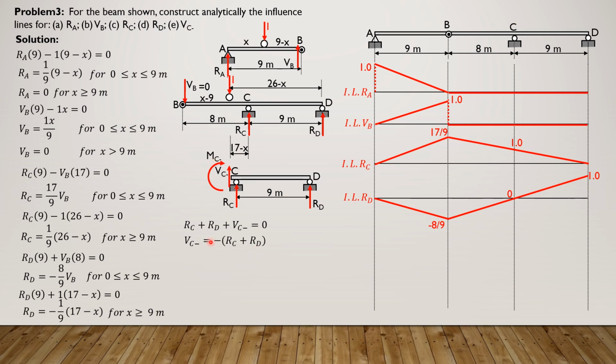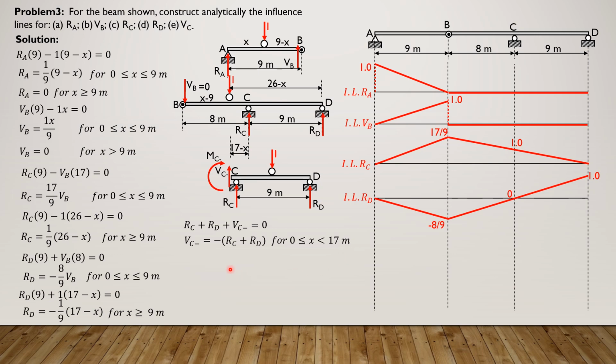So R sub C plus RD plus V sub C just to the left equals 0. Summation of forces in Y equals 0. So V sub C just to the left is negative of the quantity RC plus RD. And this is for the range 0 less than or equal to X less than 17.